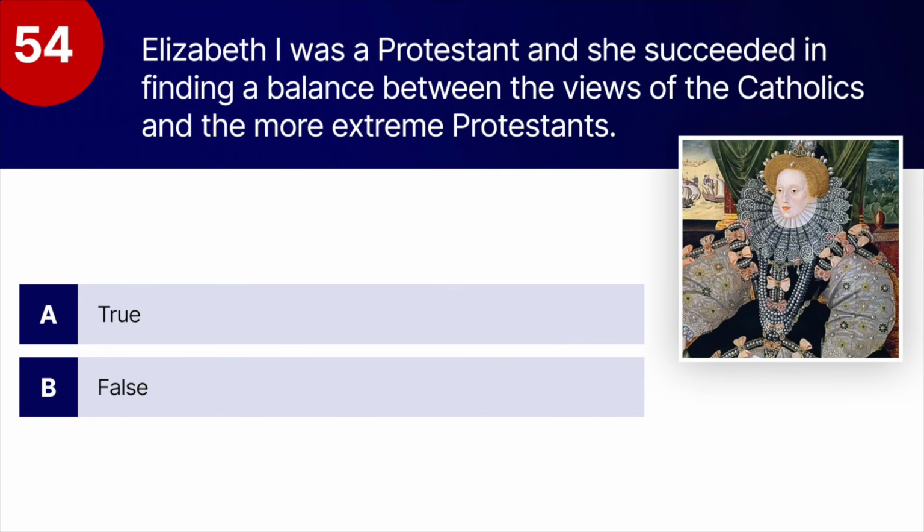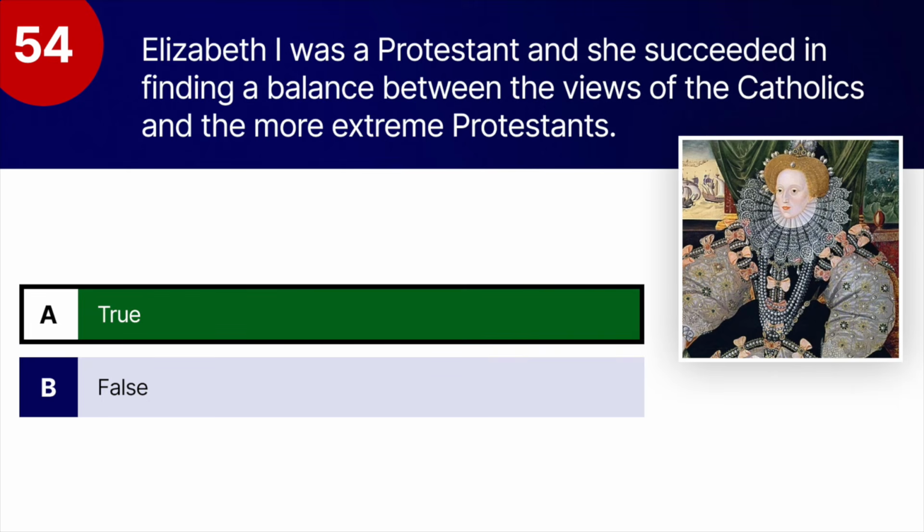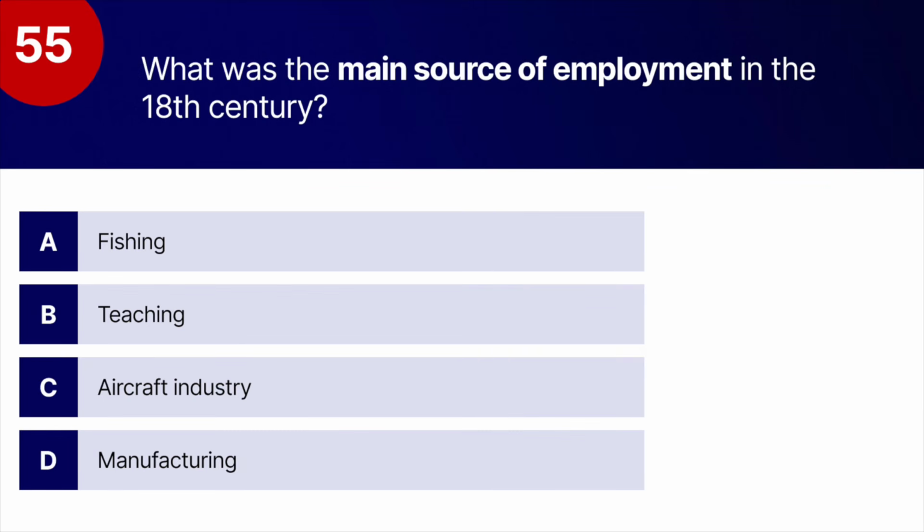Elizabeth I was a Protestant, and she succeeded in finding a balance between the views of the Catholics and the more extreme Protestants. True or false? The answer is true.